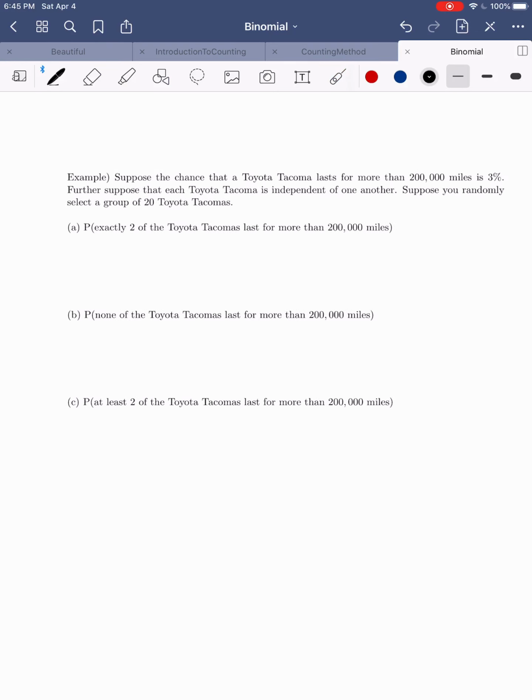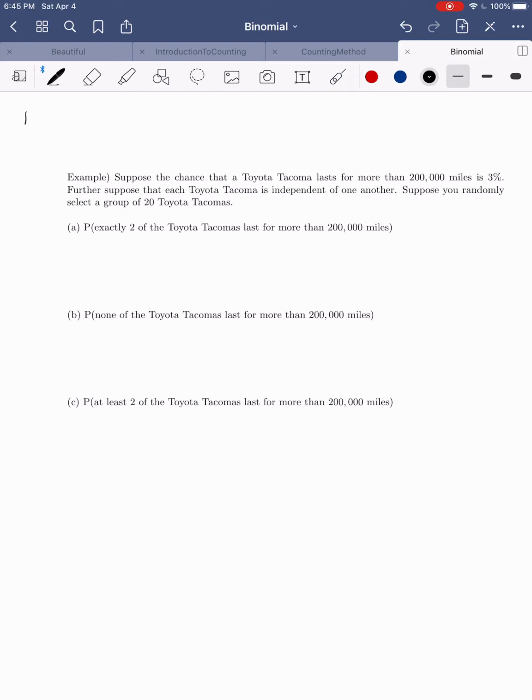All right, so for this one, we're going to suppose that the chance that a Toyota Tacoma, which is just a brand of sort of Toyota truck, right, lasts for more than 200,000 miles is 3%. So the chance that one of these trucks goes for longer than 200,000 miles is 3%. We're going to also suppose that each Toyota Tacoma is independent of one another, which makes sense. If one breaks down, then another one doesn't care, right? They're independent of one another. And we're going to suppose that you randomly select a group of 20 Toyota Tacomas. And we've got these probabilities to calculate.